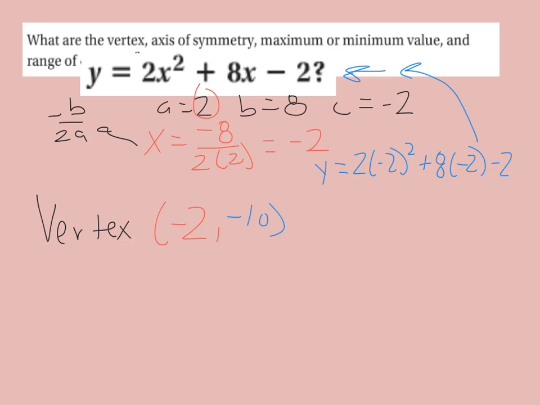Then I'm also looking for my axis of symmetry. Remember, the axis of symmetry is always going to be the x value. So it would be x is equal to negative 2 here, because that would be my dotted line up and down. In this case, I look at my a. My a value is positive, so it's going to be a minimum. So I'm going to write minimum at where y is equal to negative 10. Because again, my parabola would look something like this, so my vertex would be the very smallest value there.